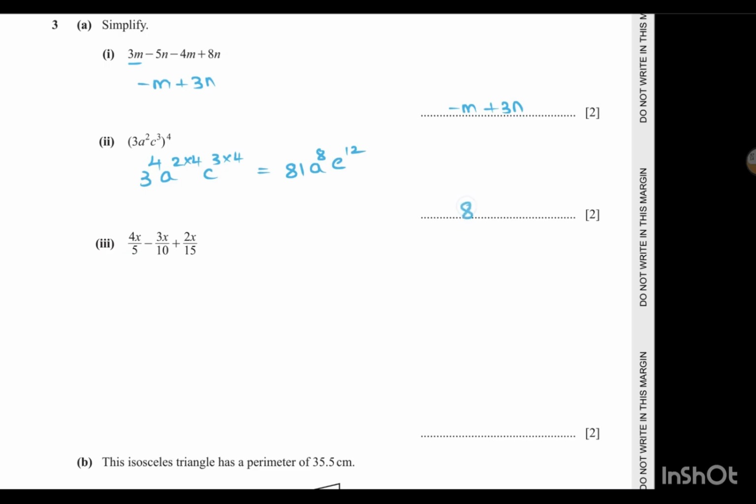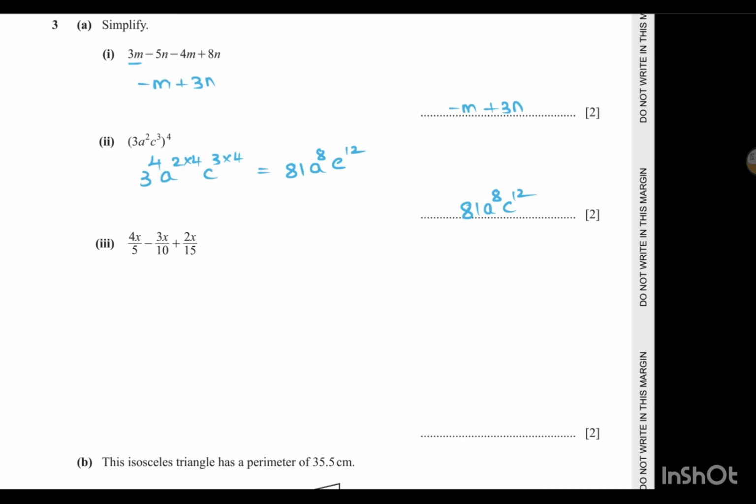So the final answer is 81 into a raised to 8, c raised to 12. Question 3. 4x by 5 minus 3x by 10 plus 2x by 15. So these are the fractions. Now we'll take the common denominator, or we'll take the LCM of the three denominators, 5, 10 and 15.